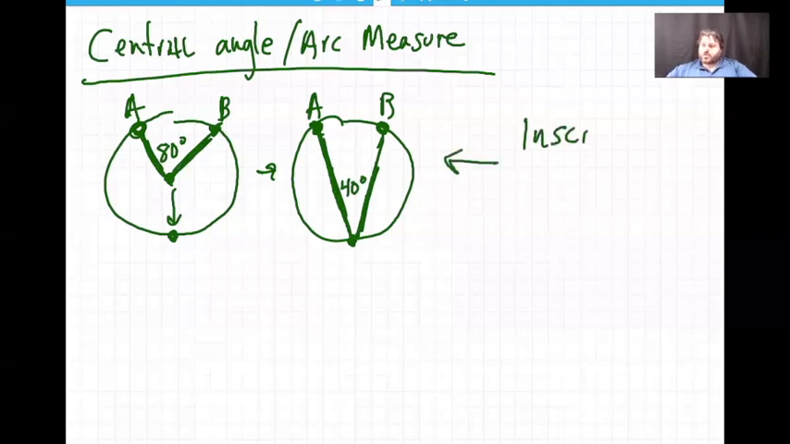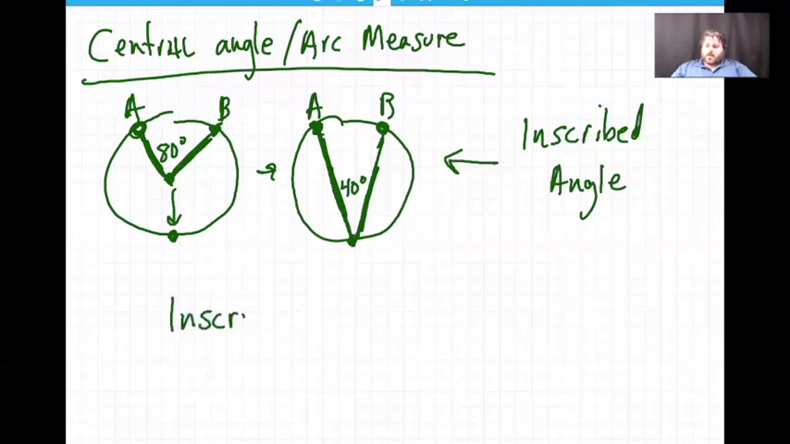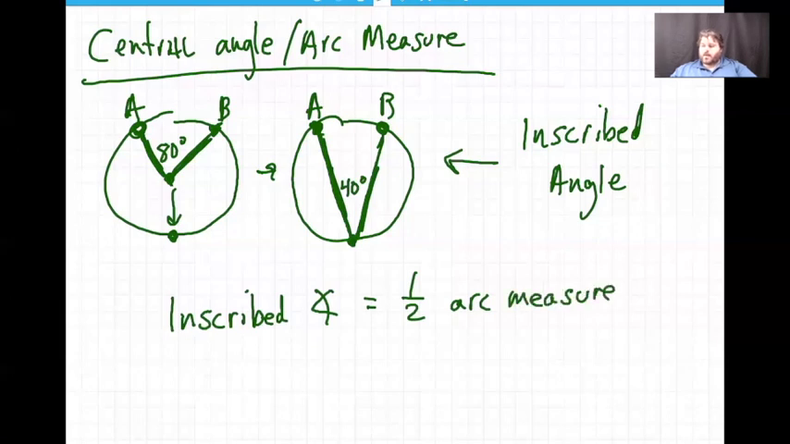This is called an inscribed angle. It is inscribed inside the circle, okay? So basically the inscribed angle is always half as much as the arc measure. And since the arc measure and the central angle are the same, then it really just means that the inscribed angle is half of the central angle.